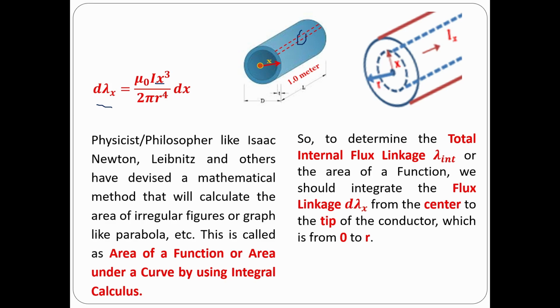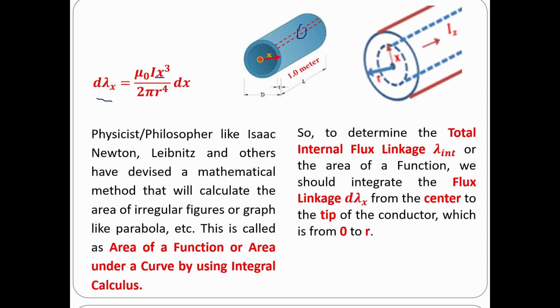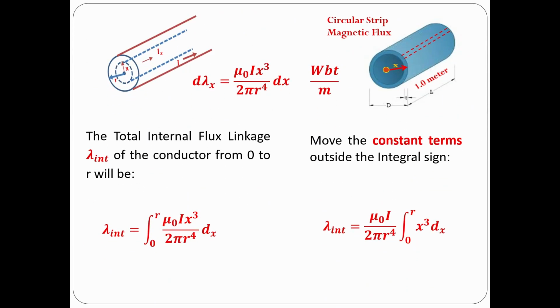So to determine the total internal flux linkage, or the area of a function, we should integrate the flux linkage dλx from the center to the tip of the conductor, which is from 0 to r. The total flux linkage of the conductor is equal to the integral from 0 to r of μ₀Ix³ over 2πr⁴ dx. Moving the constant terms outside the integral sign, the internal flux linkage is equal to μ₀I over 2πr⁴ times the integral from 0 to r of x³ dx.